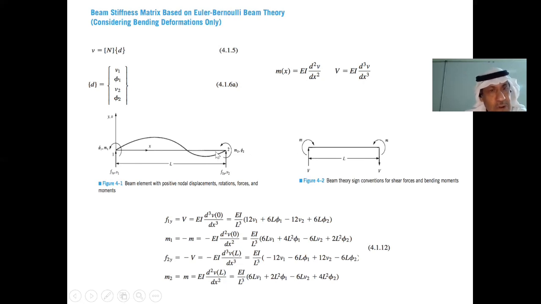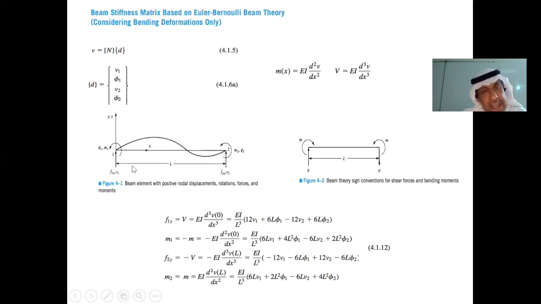Now, what is F1y? Do you think F1y equal to V? Yes. You see, F1y equal to V. What about the moment? M1 equal to minus M. You see from the figure. And now go to node 2. F2y equals minus V, because the shear here is down, and M2 equal to M.